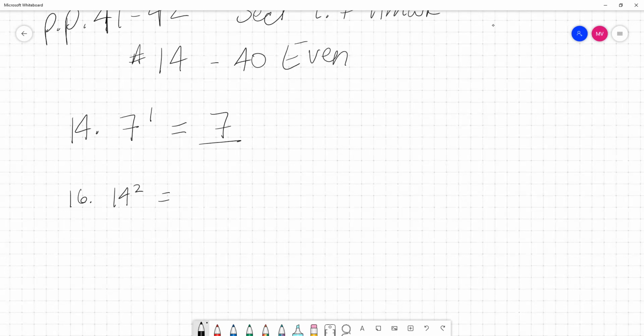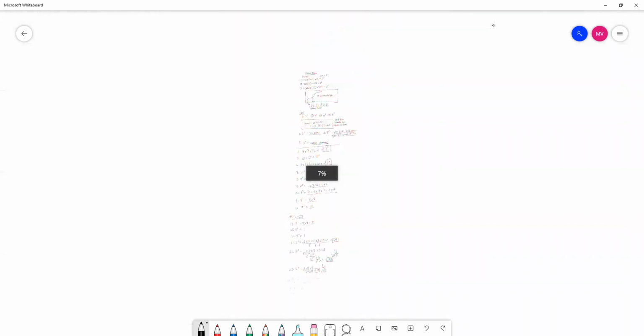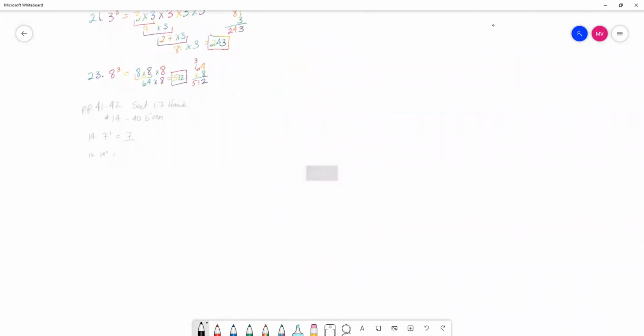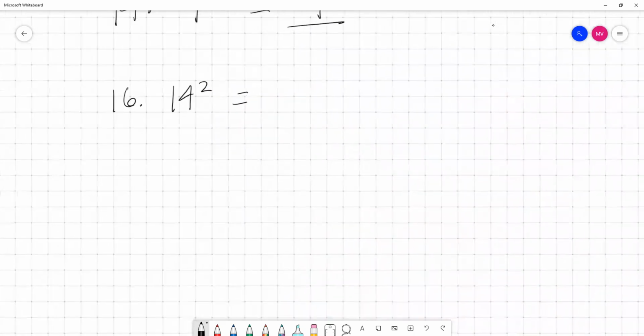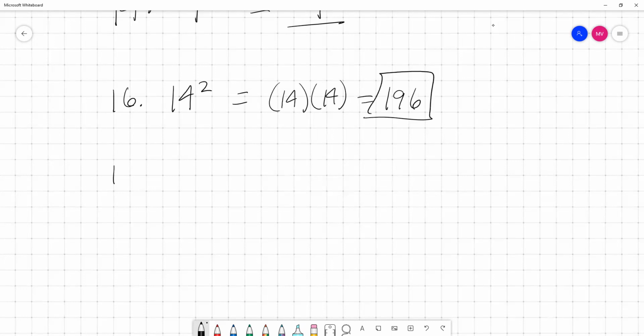14 squared. Yes. What do we call anything to the power of 2? Squared. Thank you. So 14 times 14 is 196. Good job, Isaiah. So to the power of 4, would it be tesseract? Yeah, I don't know. The 4th dimension, maybe.